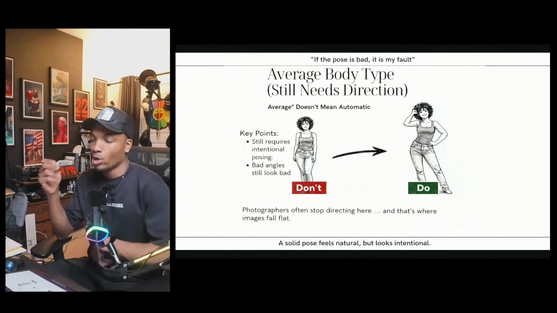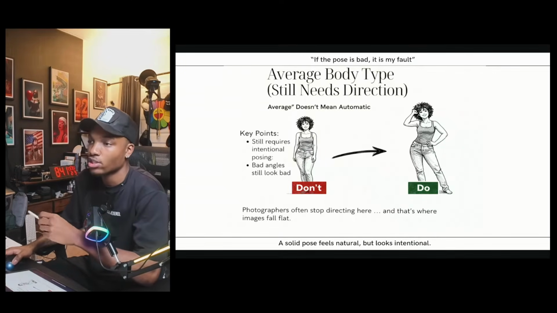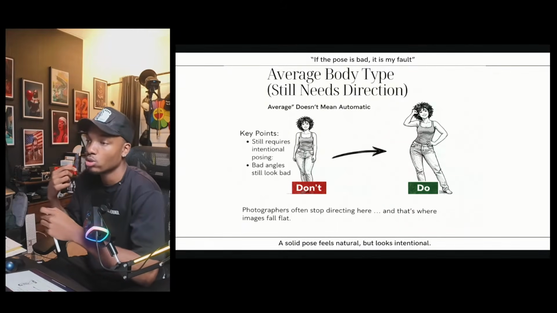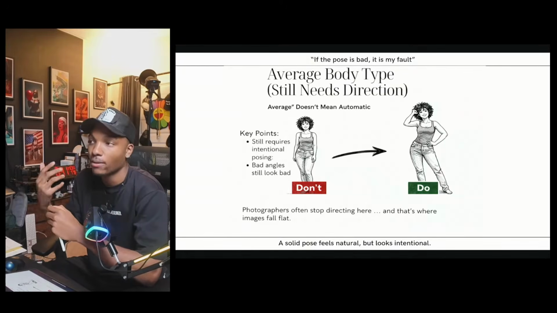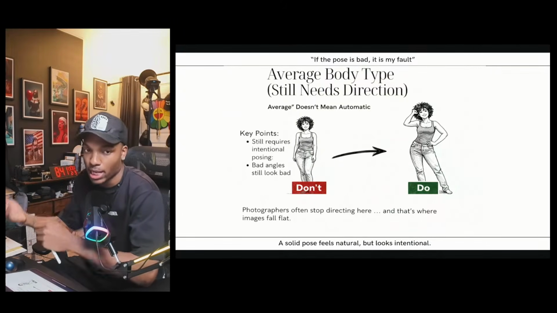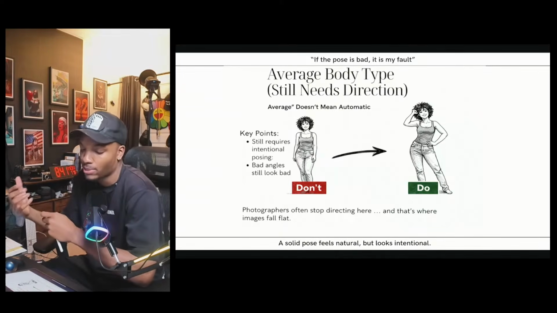So when you see someone that's more so average or seems as if they know what they're doing, this is usually where photographers stop posing. But I feel like this is where you really should start because this is the best time for you to practice, right? Or have fun because it's kind of hard to get a bad pose out of an average body type, right? Which is why we categorize them in that way.